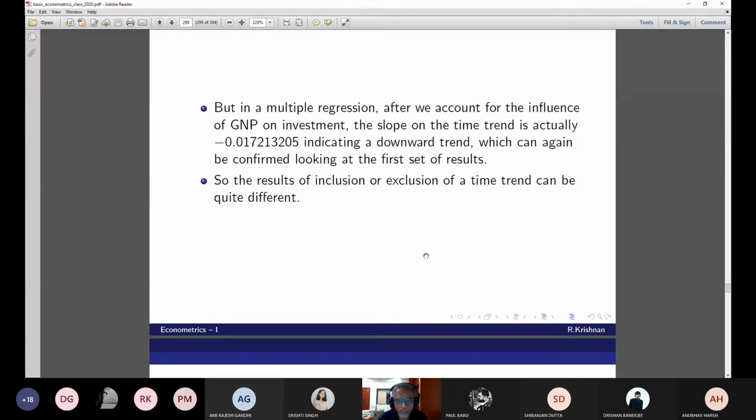understand what is there. The results of inclusion or exclusion of a time trend can be quite different. This is such a big issue in time series data, how you account for trend. So is it a deterministic time trend, or a stochastic trend that takes you to time series analysis? Most of the time I have dismissed the problem by simply including a time trend, but this is not the ideal.